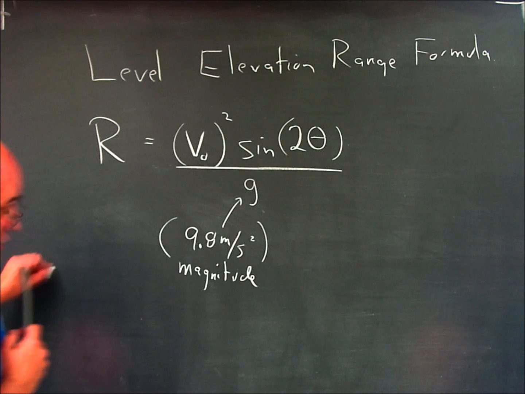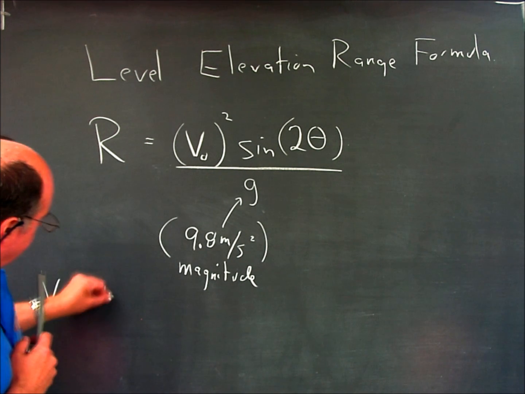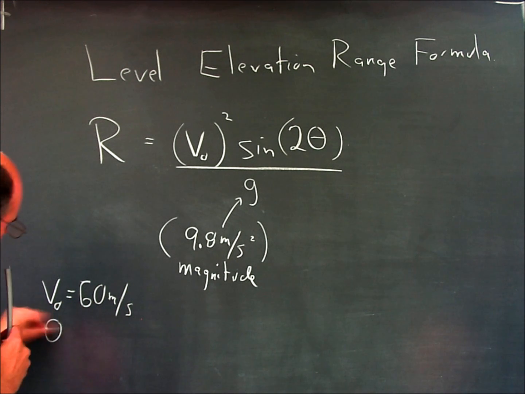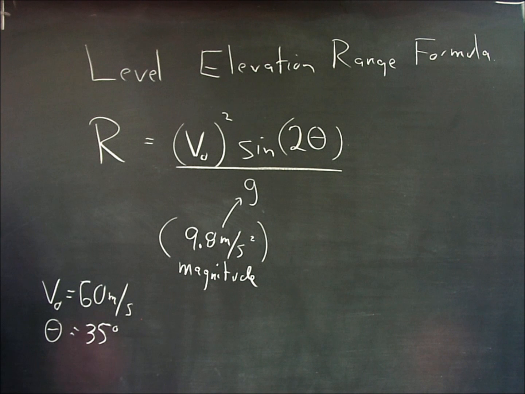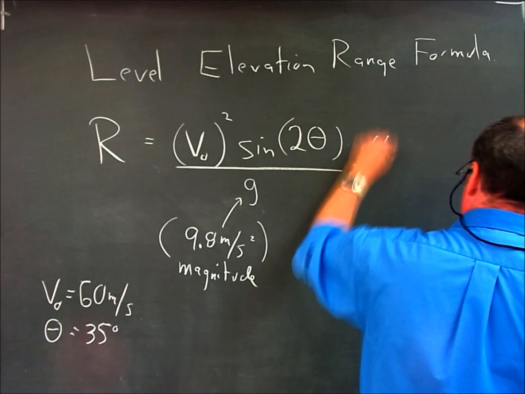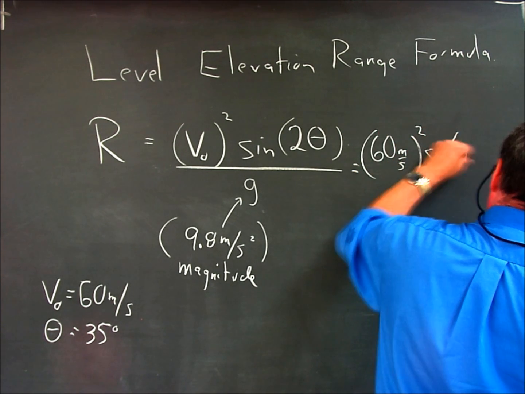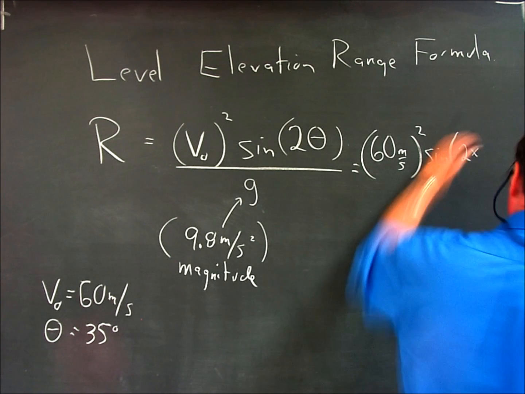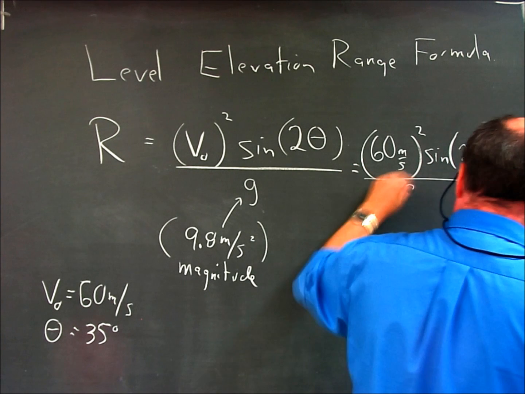The V initial from the last problem was 60 meters per second. We said the angle in the last problem was 35 degrees. So with those two things, I can just plug in this thing called the range formula and see what I get. So if I plug it in, it would be 60 meters per second, squared, times the sine of 2 times the angle, that's 35 degrees, divided by the number 9.8.